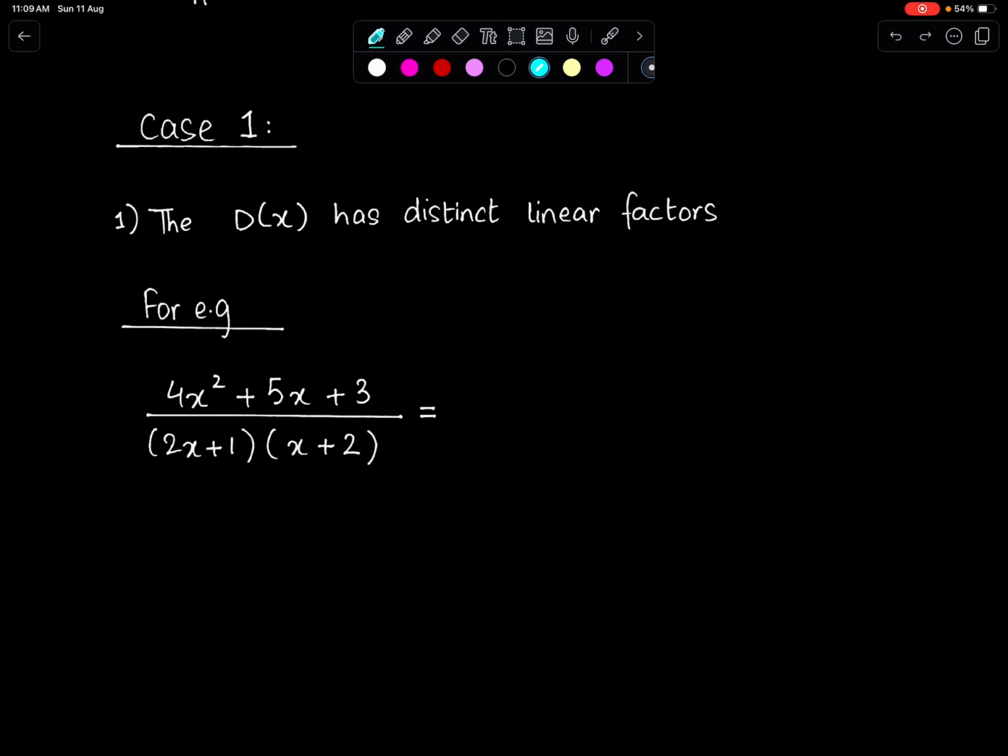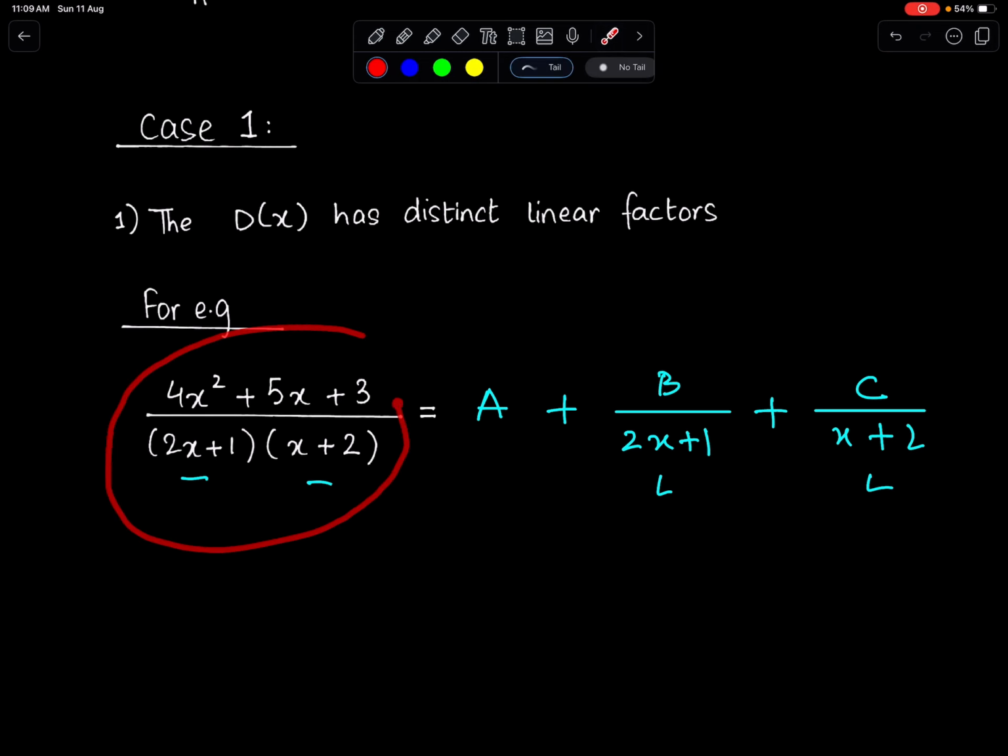Improper fraction always starts with a constant. So write a constant a, then make two fractions for these two linear factors: 2x plus 1 and x plus 2. Since both factors are linear, write constants in their numerators, b and c. So this is case 1. This is the way to split fractions of these types, where the factors are linear and the fraction is improper.